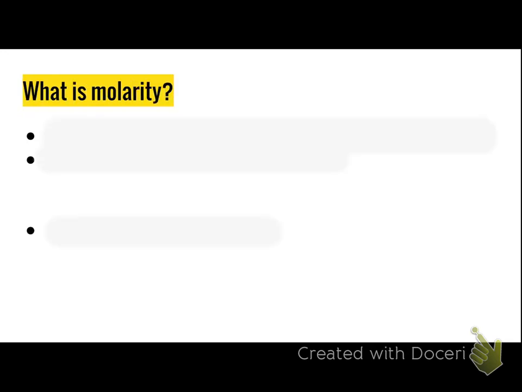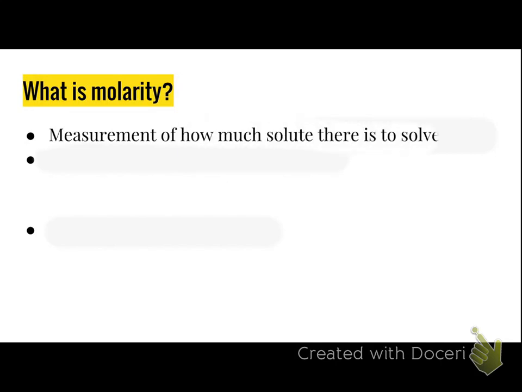All right. So now that we understand a solution has two parts, something being dissolved and something doing the dissolving, now we'll go into molarity. Molarity is the measurement of how much solute there is to the solvent. And the units on that are going to be the moles of the solute per the liters of solution.